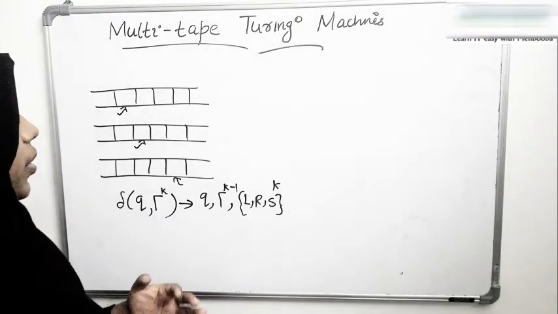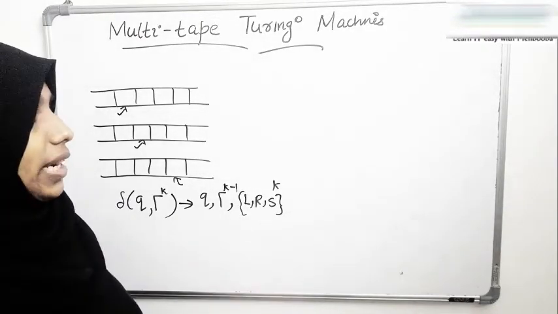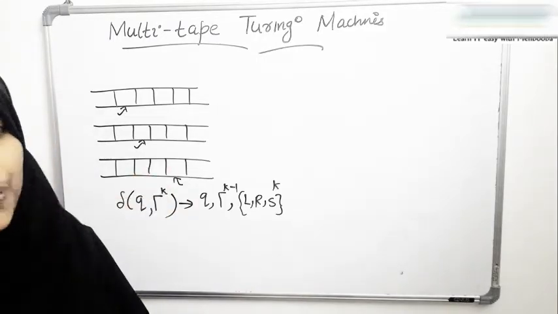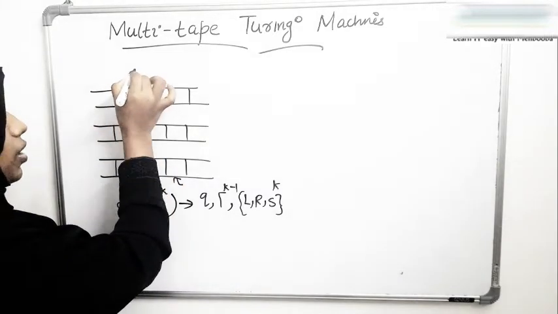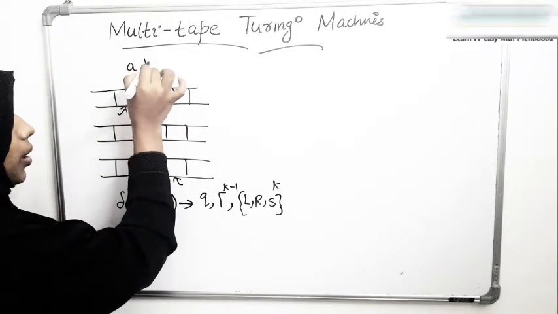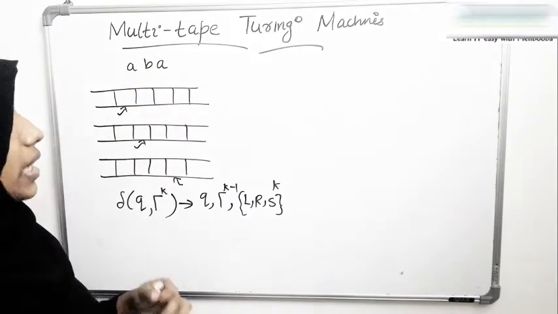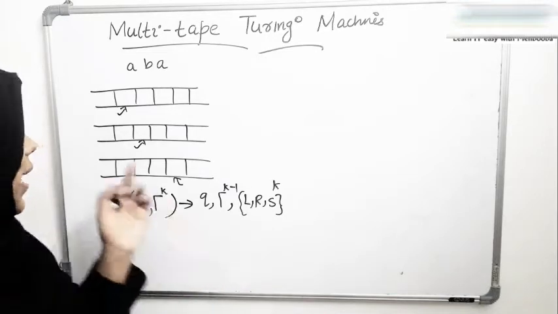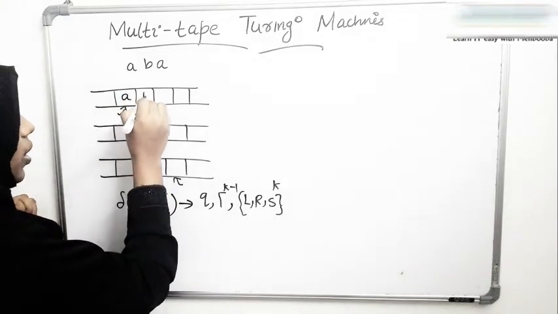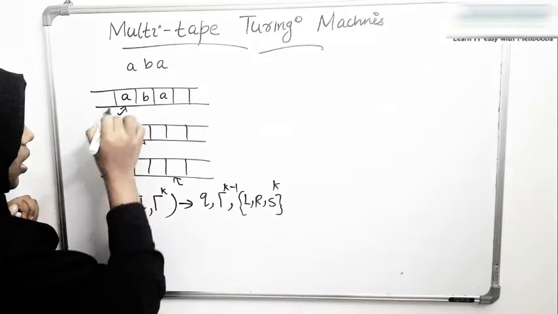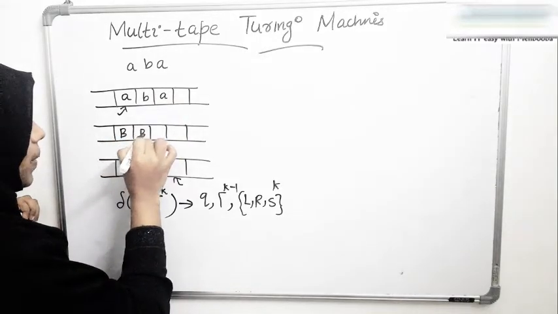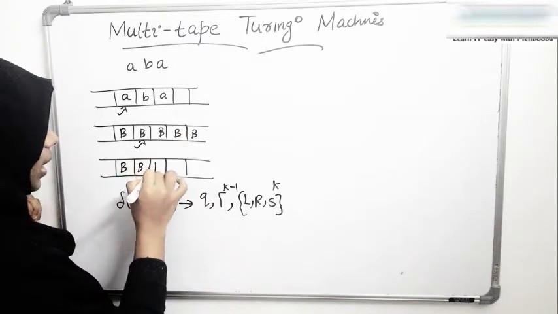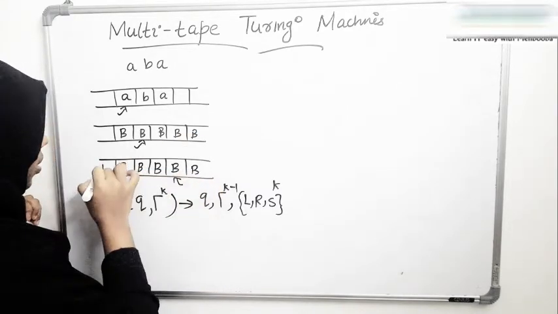To understand the working of multi-tape Turing machines, we will see an example: how a multi-tape Turing machine checks for palindromes. For example, we will take the string A, B, A. We are assuming that the input is given in one tape. Initially all the other tapes will contain the blank symbol except for the input tape.